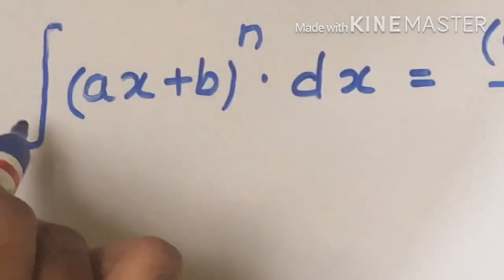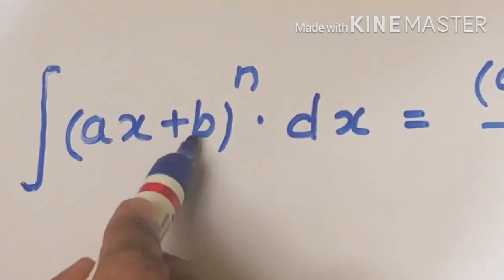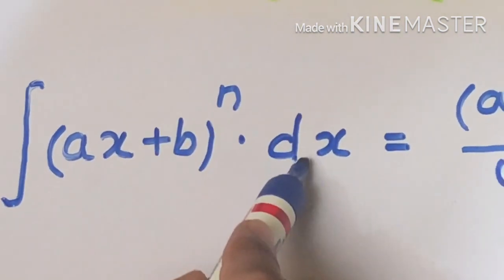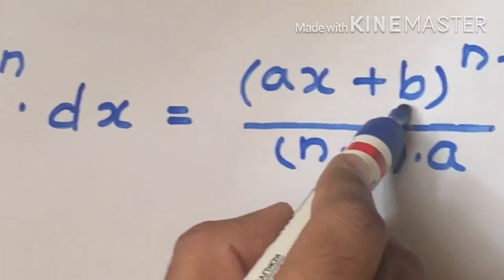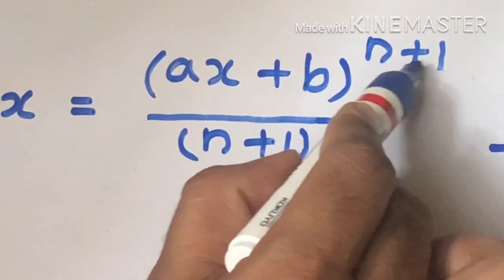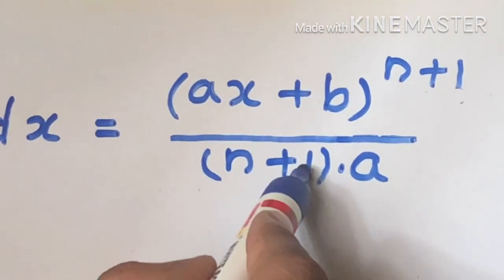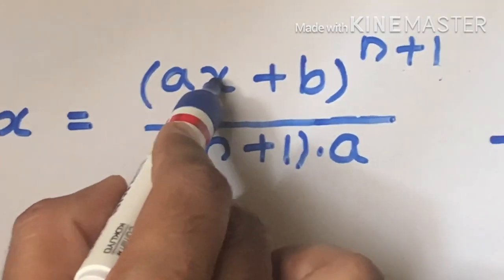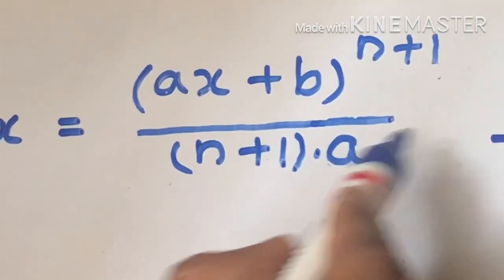Now we are taking the last formula, that is integration of linear function, that is ax plus b, raised to n with respect to x. Its answer will be linear function raised to n plus 1 divided by n plus 1, into, also we have to divide it by the coefficient of x, which is a, plus c.